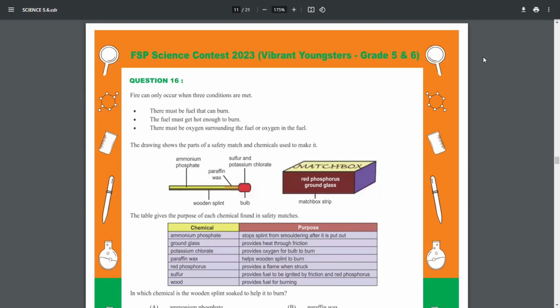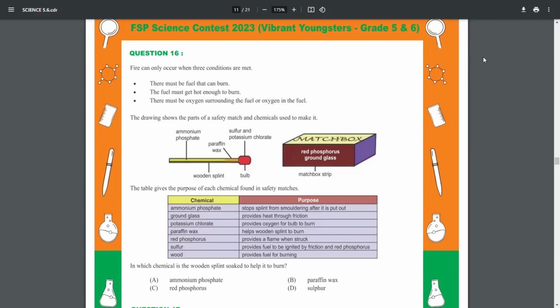Question 16. Fire can only occur when 3 conditions are met. There must be fuel that can burn. The fuel must get hot enough to burn. There must be oxygen surrounding the fuel or oxygen in the fuel. The drawing shows the part of a safety match and chemicals used to make it. The table gives the purpose of each chemical found in safety matches. In which chemical is the wooden splint soaked to help it to burn?